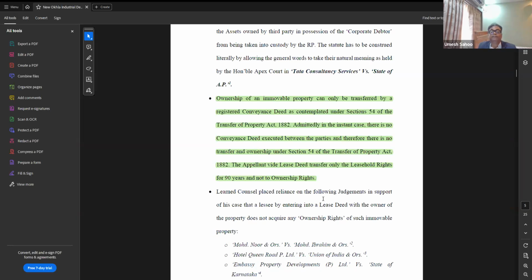His contention is that ownership in immovable property can only be transferred by a registered conveyance deed as under Section 54 of the Transfer of Property Act. In the instant case, there is no conveyance deed executed. As I told, the title deed is not executed between the parties. Therefore, no transfer of ownership under Section 54 of the Transfer of Property Act. So the Transfer of Property Act clearly says that there must be a title. Here there is no title, so the RP or IRP could not take custody and control of this leasehold property. That was the contention of the appellant.